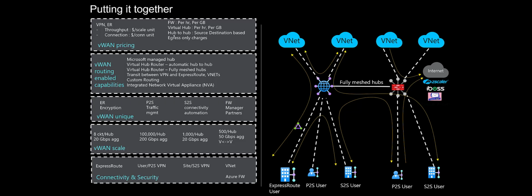Greater scale from a point-to-site VPN: 100,000 users per hub, 200 gigabits of aggregate throughput. Site-to-site VPN: 1,000 connections, 20 gigs of aggregate throughput. And then VNet to VNet: 500 virtual network connections per hub with 50 gigs of aggregate throughput.